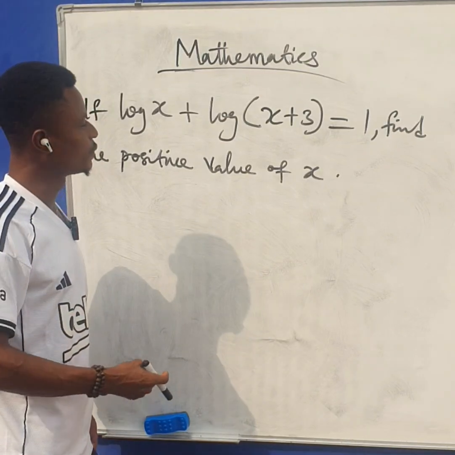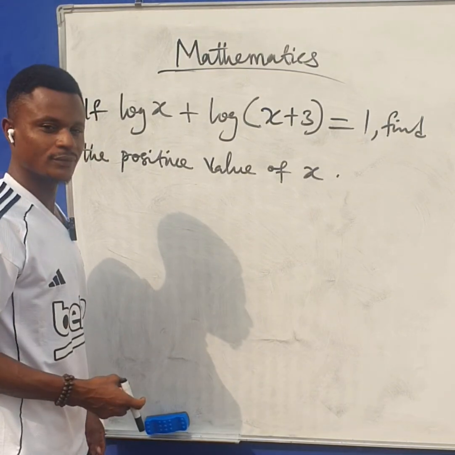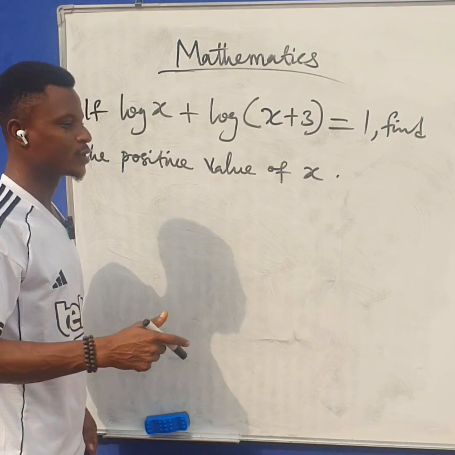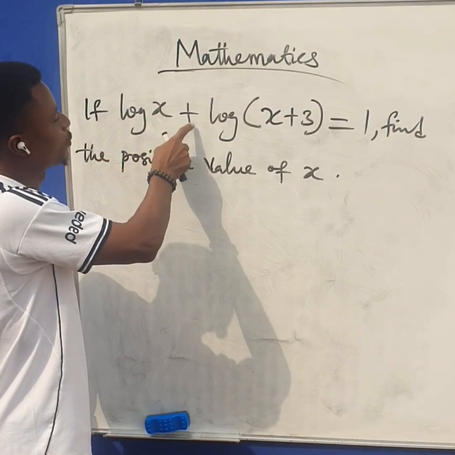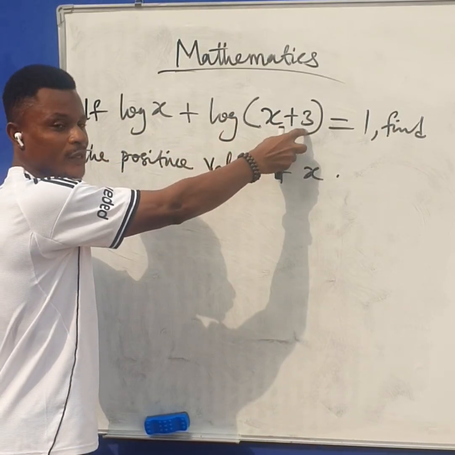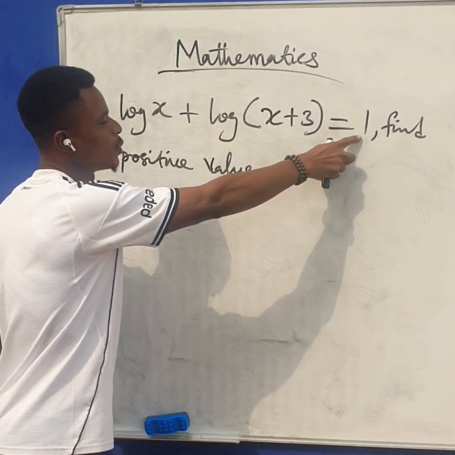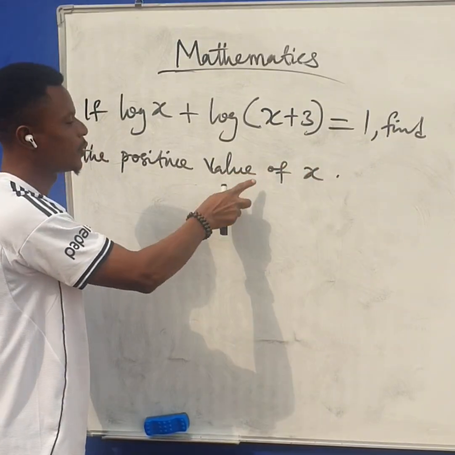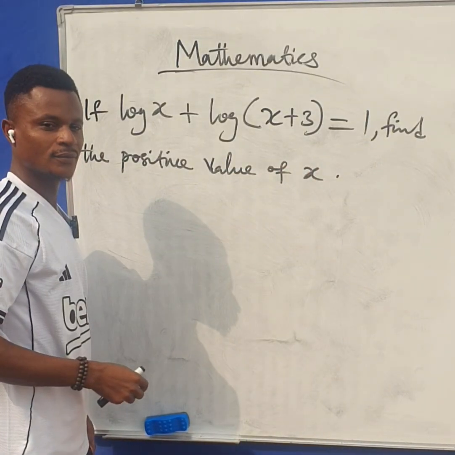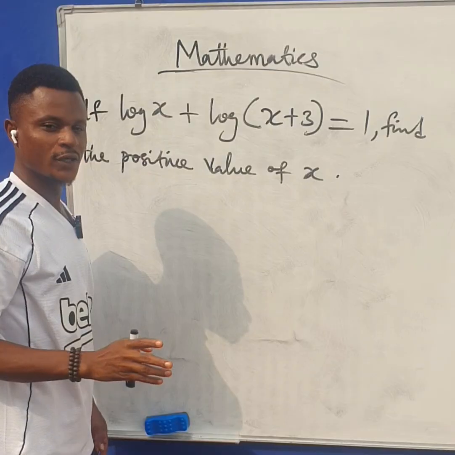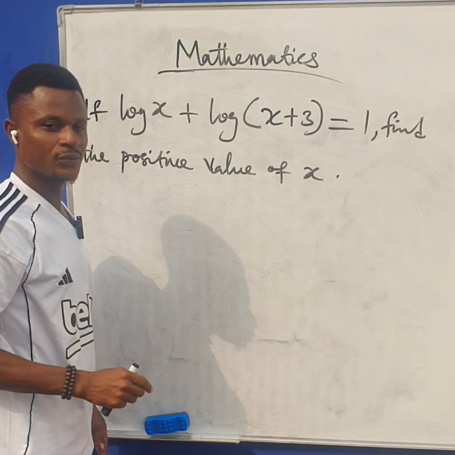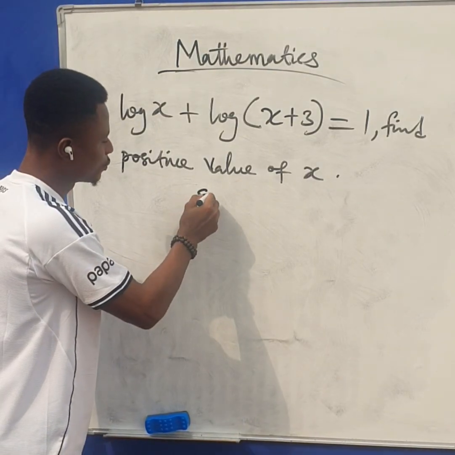Let me show you how to solve this math question on the board. The question says, if log x plus log (x plus 3) is equal to 1, find the positive value of x. If you want to solve this question correctly, this is what you need to do. Here's the solution.